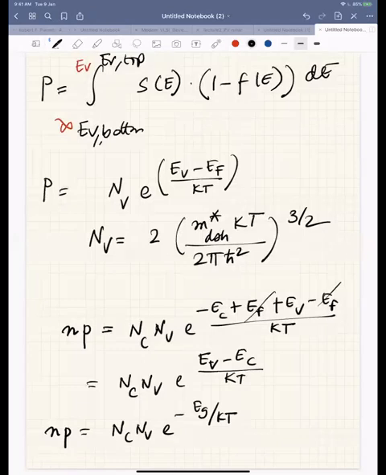So here, as I told you, for an intrinsic semiconductor, n equals p.